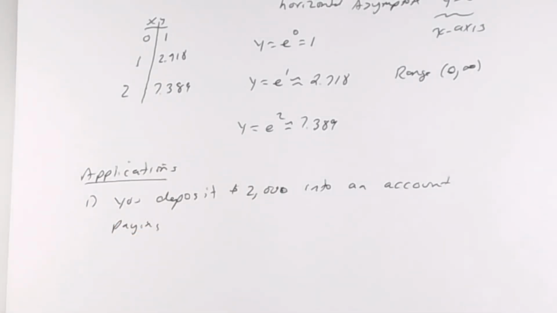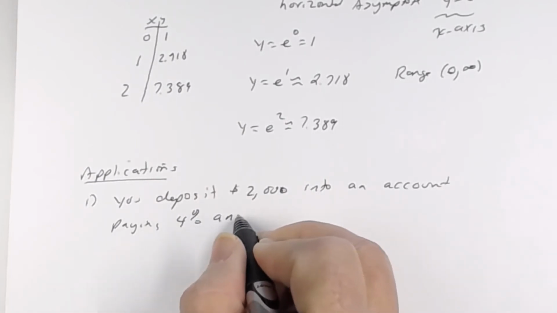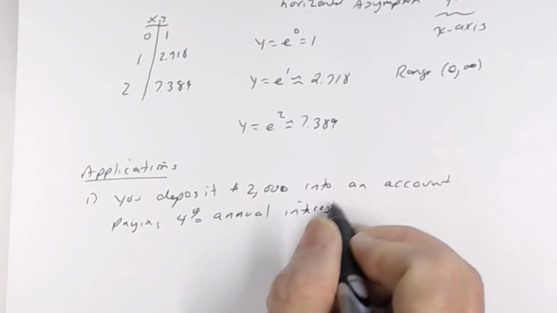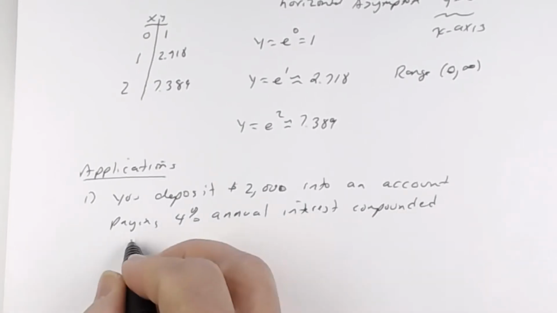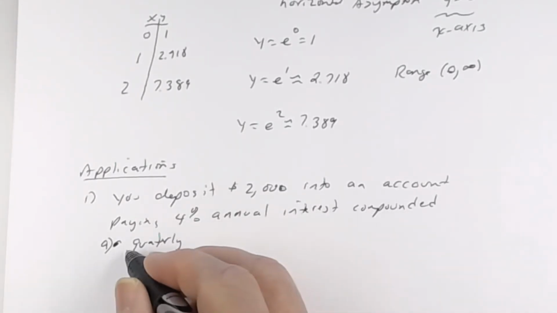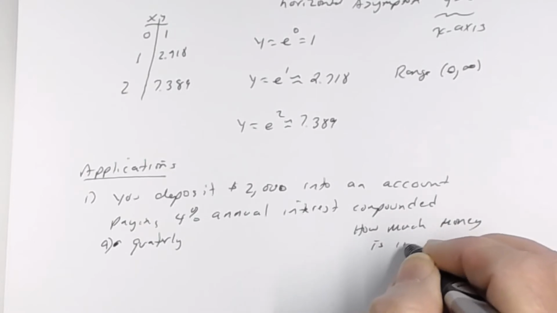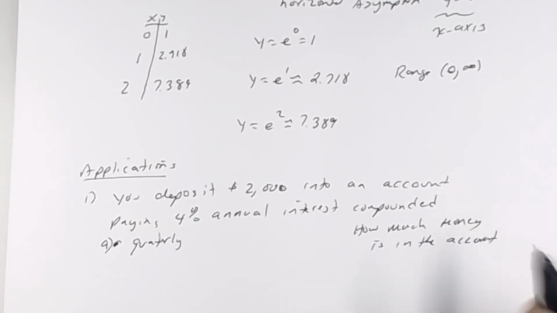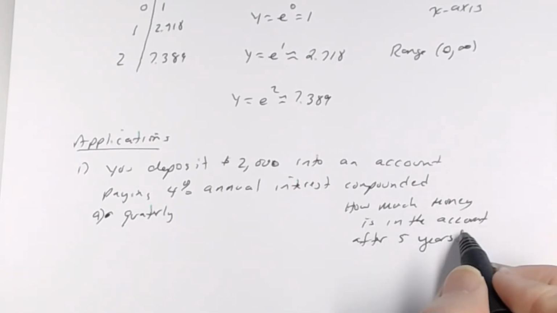Now, really, the savings accounts, the interest rates are pretty low, so it's probably less, about 1% or 1.5% or something like that. I don't know what it is, but it's not high. Paying, let's say, 4% annual interest, compounded quarterly. So I'm going to do A quarterly. How much money is in the account after 5 years?